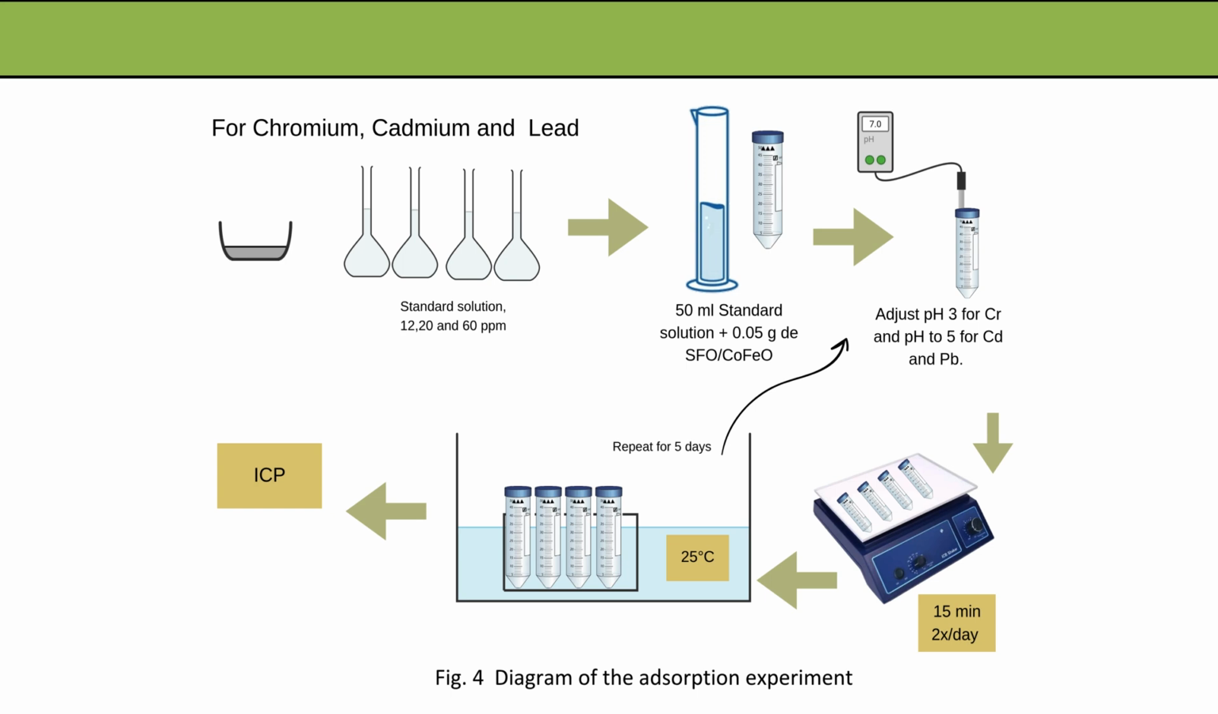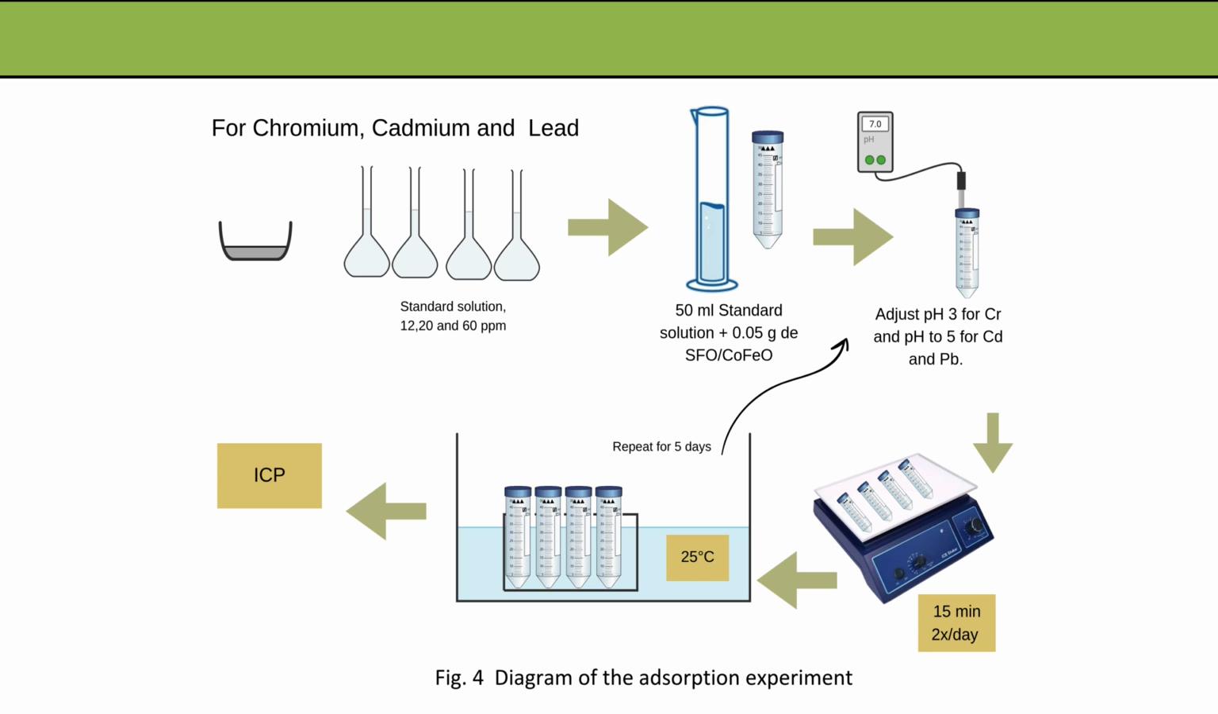The adsorption experiment was carried out using solutions of lead nitrate, cadmium, and potassium dichromate with concentrations of 12, 20, and 60 mg per liter. The chromium solution was adjusted to a pH of 3 while the cadmium and lead solutions were adjusted to a pH of 5. The experiment was performed by placing 50 milliliters of the standard solution in conical tubes and adding 0.1 gram of the magnetic material.